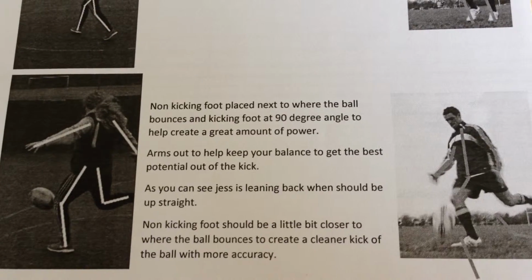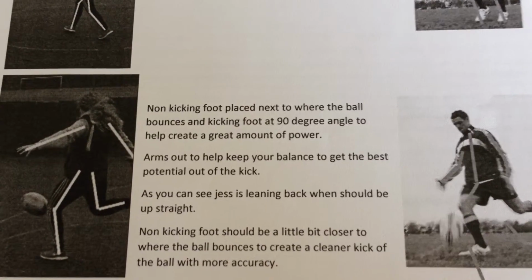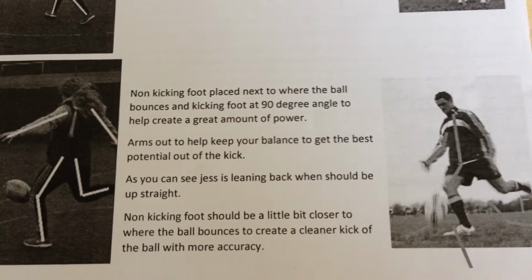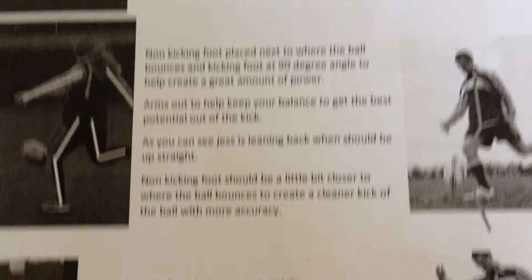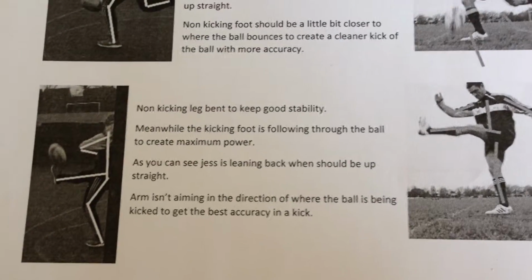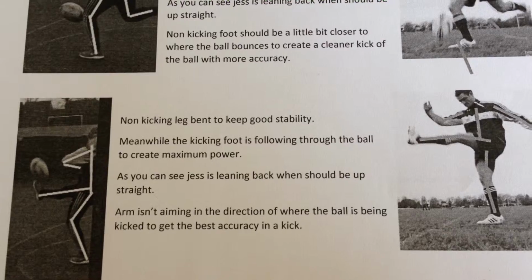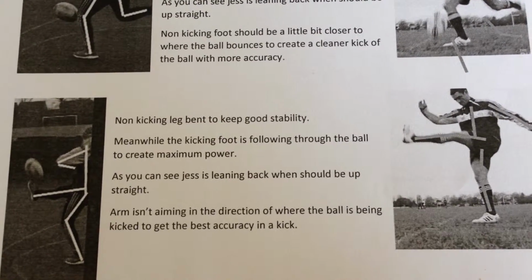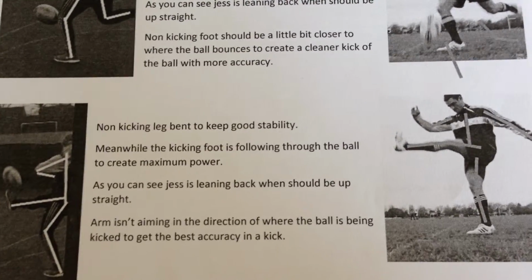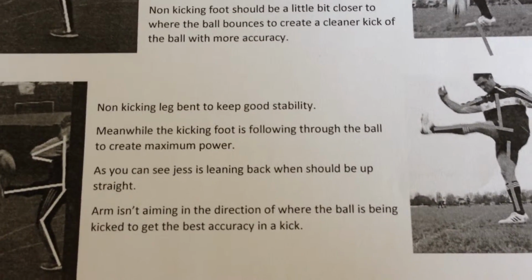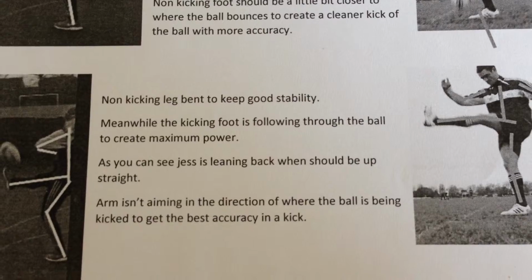Obviously the arms are a bit high already and she's already leant back a bit too much, whereas the body should be upright, ready to thrust upwards. And then finally in the last picture, the long kicking leg is bent to keep good stability, whereas you can see a slight bend, not as much as Jess's, but in Dan Carter's leg. Meanwhile the kicking foot is following through the ball to create the maximum power.